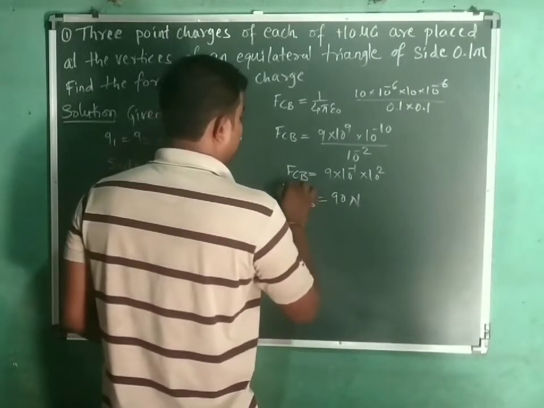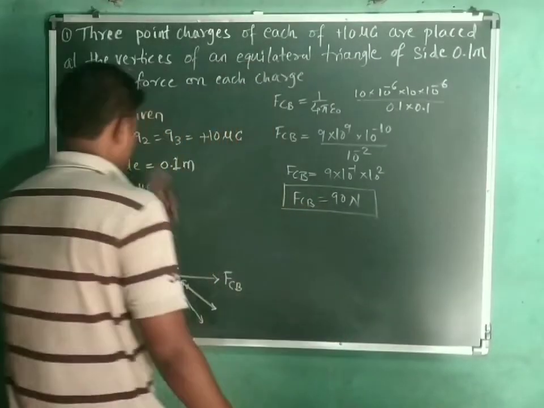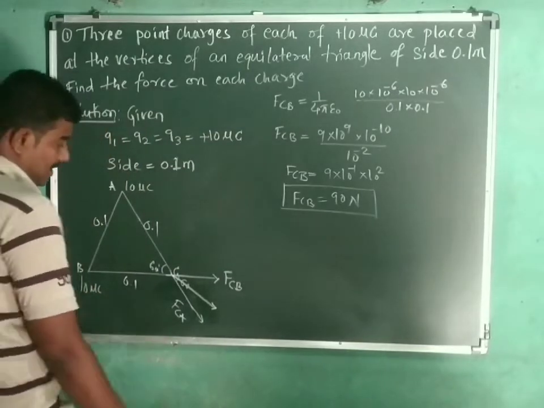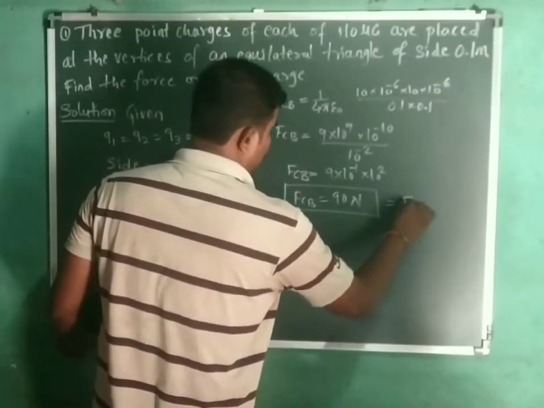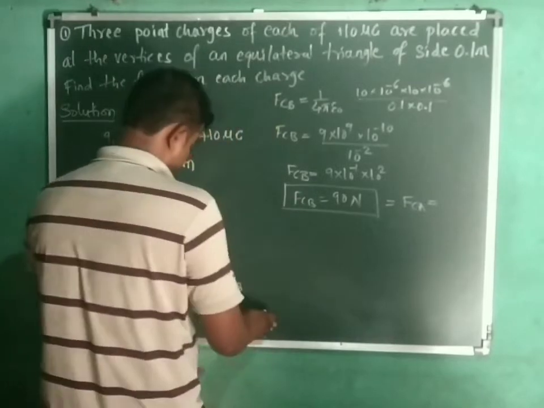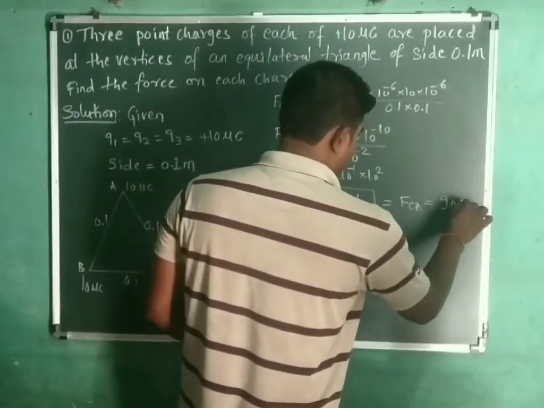FCB is equal to 90 Newton, and similarly FCA also will be 90 Newton.